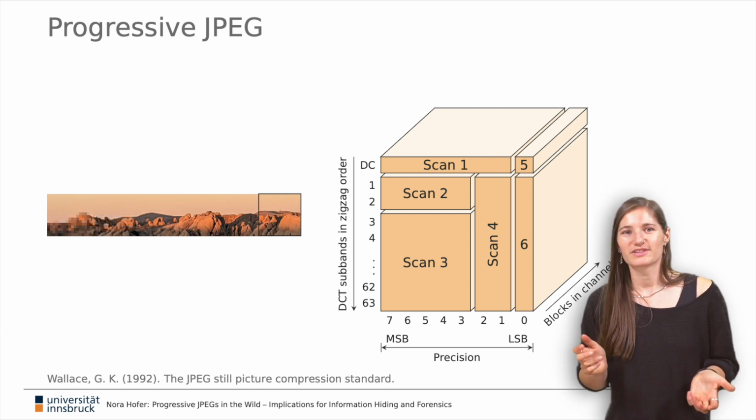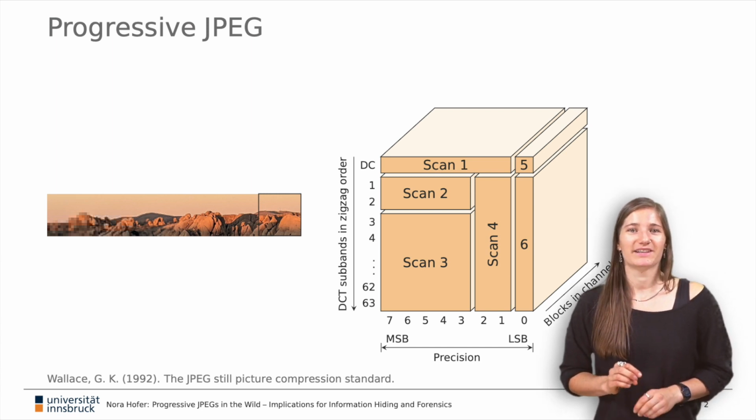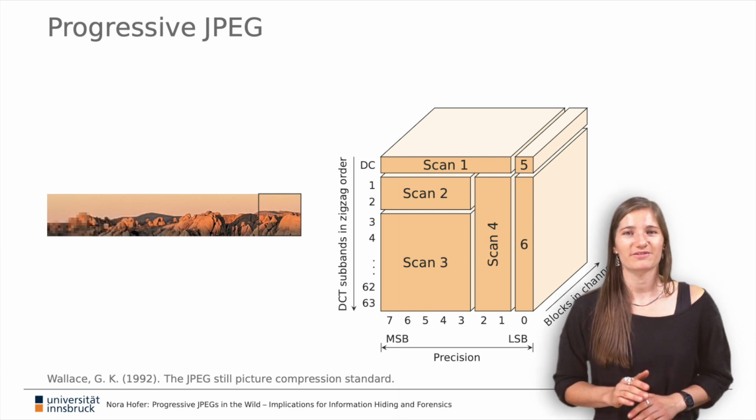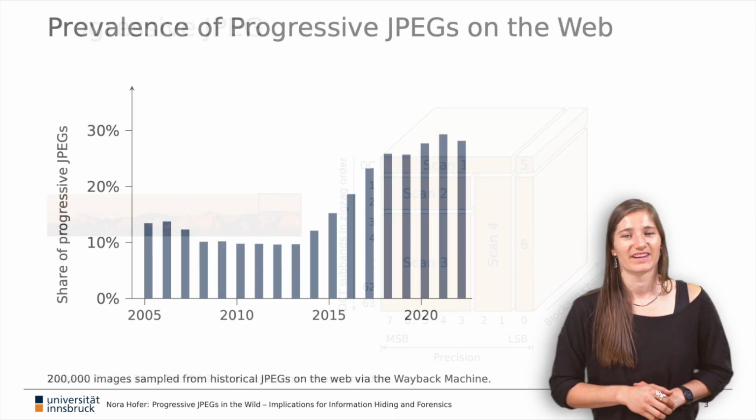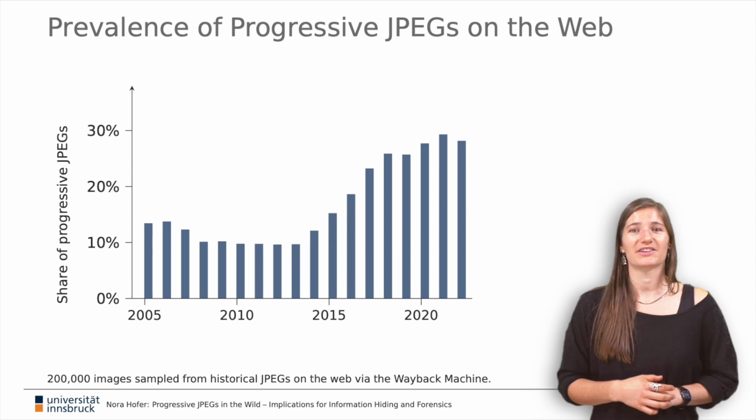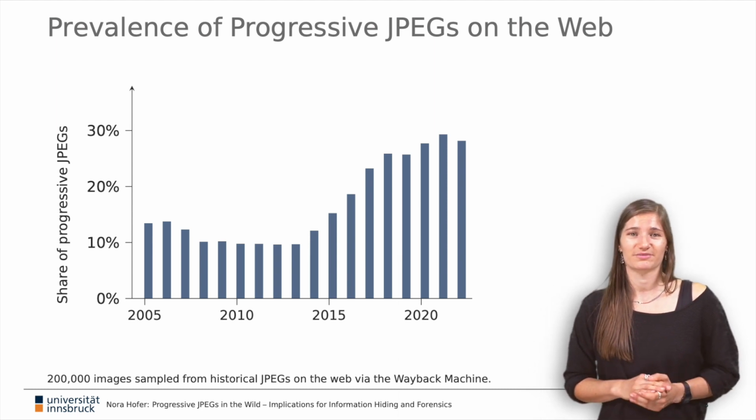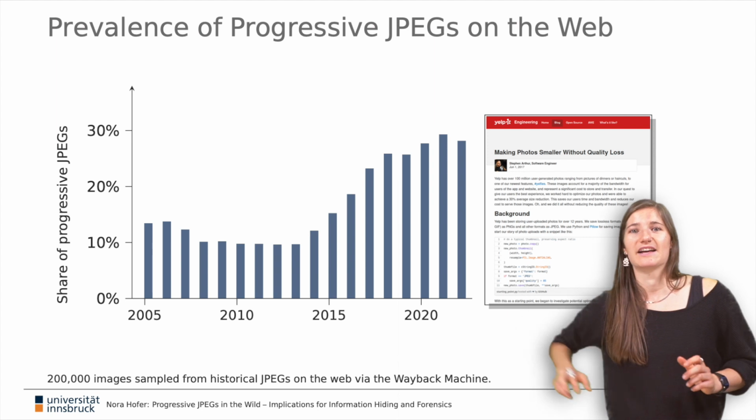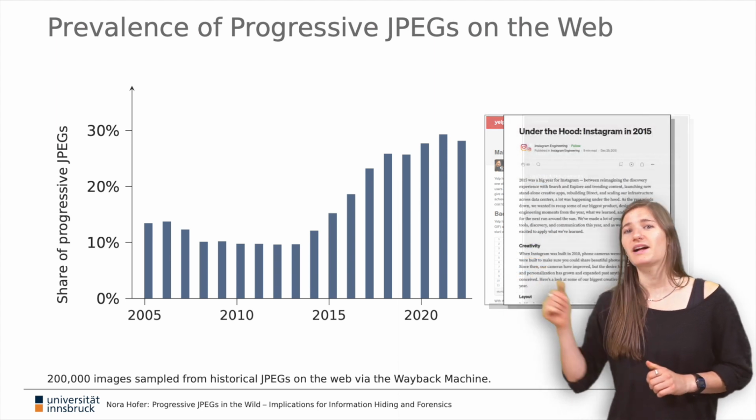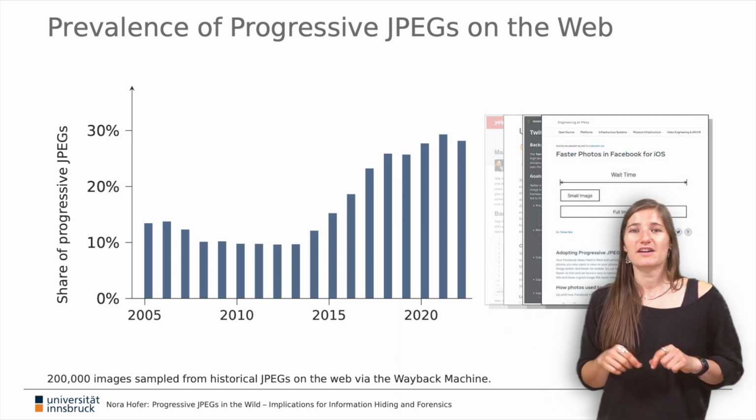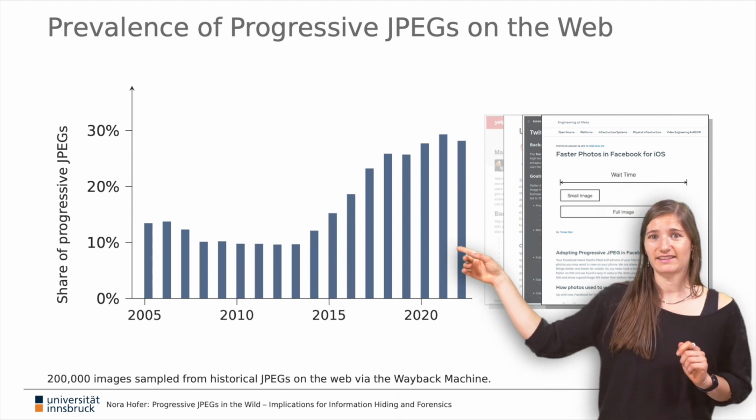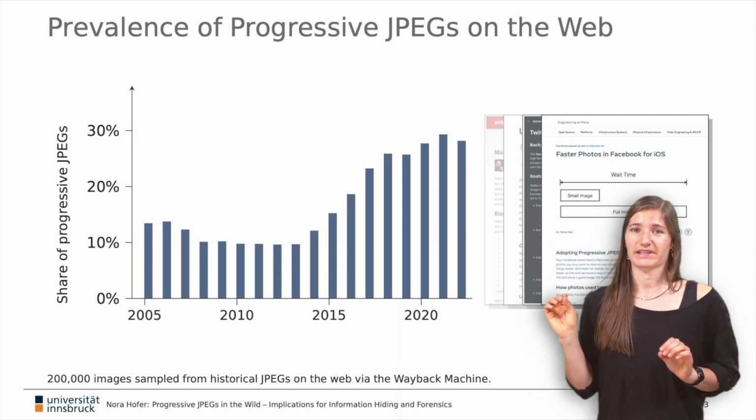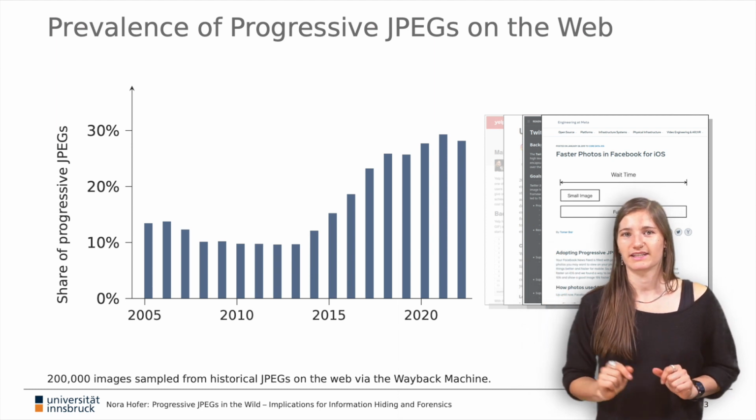But is it actually used? To answer this question, we collected 200,000 images sampled from historical JPEGs on the 5,000 most visited websites between 2005 and today. Surprisingly, nowadays every third image is progressive. We also Googled and found developer blog posts from Yelp, Instagram, Twitter and Facebook writing why they adopt the progressive mode. Looking at the plot again, we can see an increased share of progressive JPEGs after 2014.